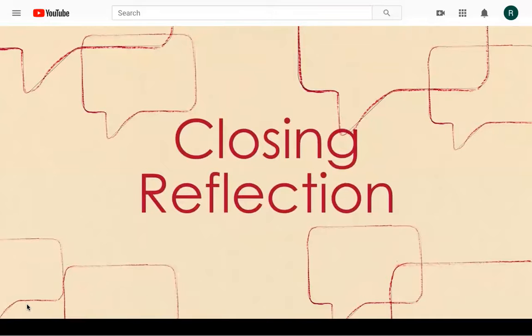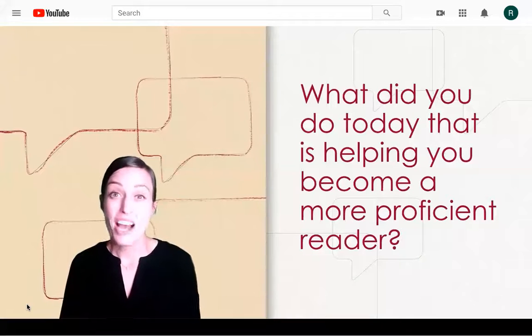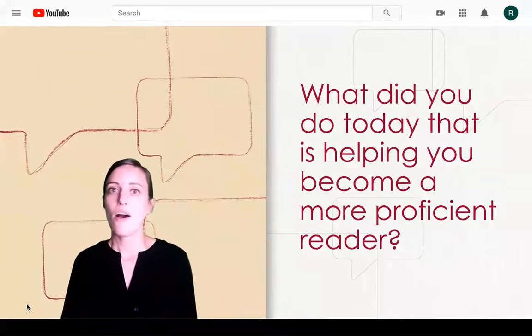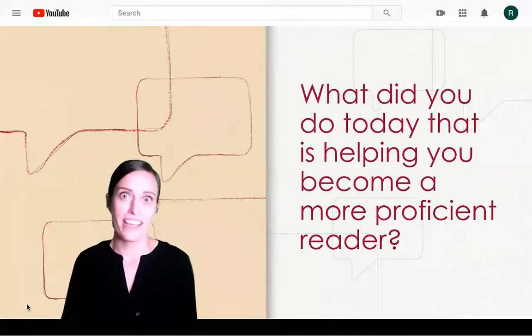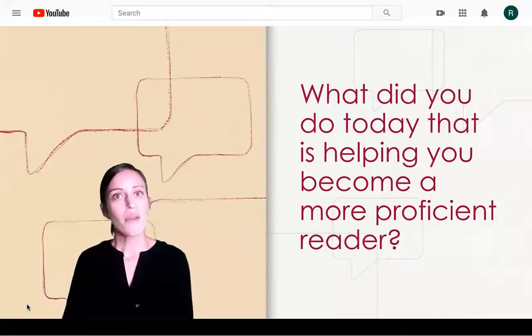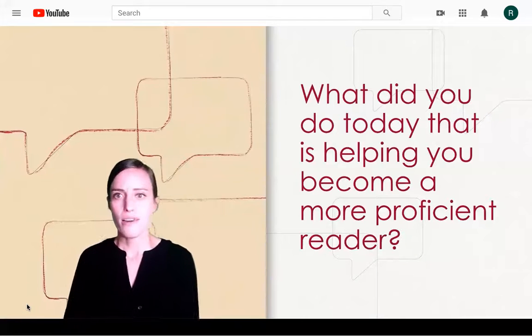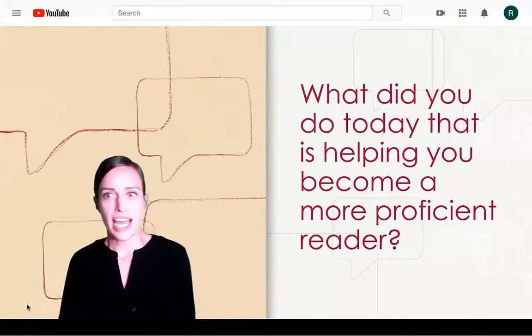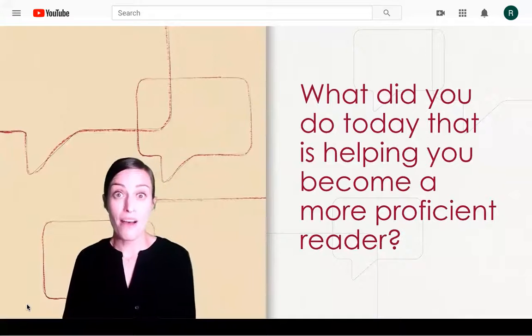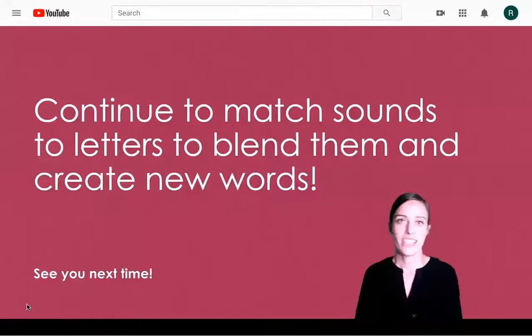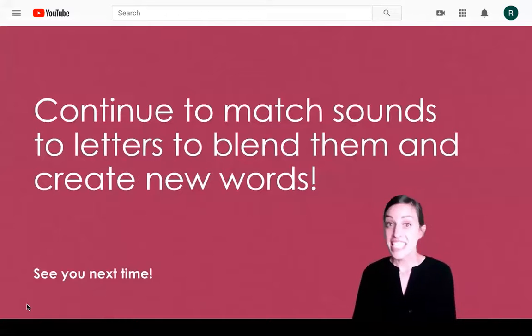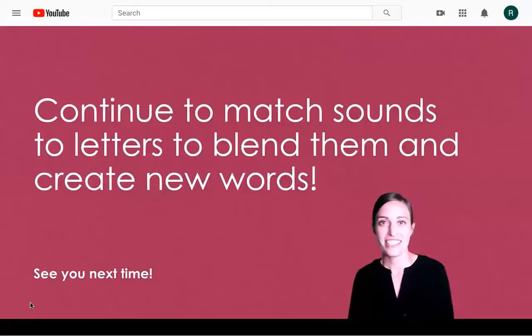Closing reflection. You did an amazing job today, learners. It is always a good idea to go back and reflect on what we've been working on. Today, I want you to think about this question. What did you do today that is helping you become a stronger, more proficient reader? Remember to continue to match sounds to letters and then blend them together to create new words.